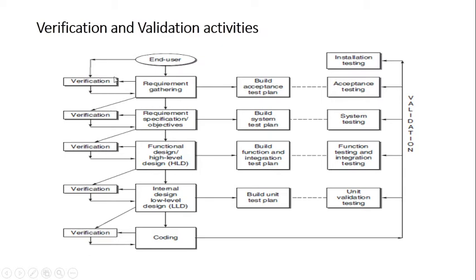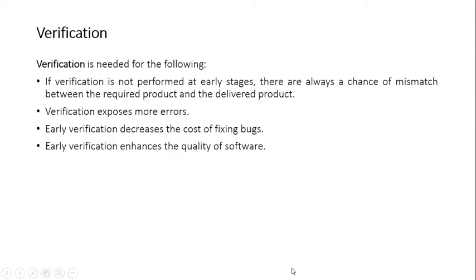So see, in verification, after each phase we are going to verify, while after each phase the validation is carried out. So you can understand this bottom up: in testing we perform unit testing, then we perform integration and function testing, then system testing, acceptance testing, and finally the installation testing. So this is how we proceed. This is the diagram which represents both verification and validation, which is carried out during software development.